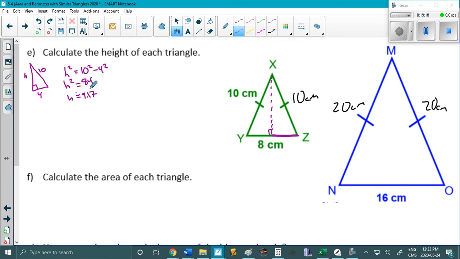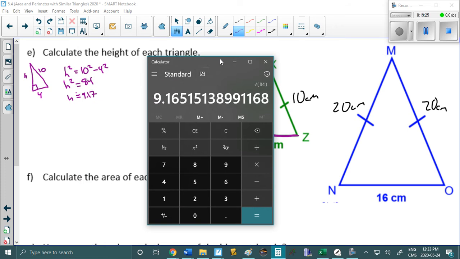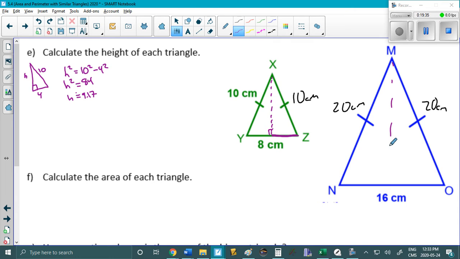Now, here's my question. Do you have to find the height of this one by doing the Pythagorean Theorem? I don't think you do, right? The triangle's twice the size, so you should just be able to double it and get 18.34. So let's write that, and let's check it. So for that one, we're going to have another right triangle. The slant height is 20, and this is going to be half of the bottom, which is going to be 8. We'll call this h again.